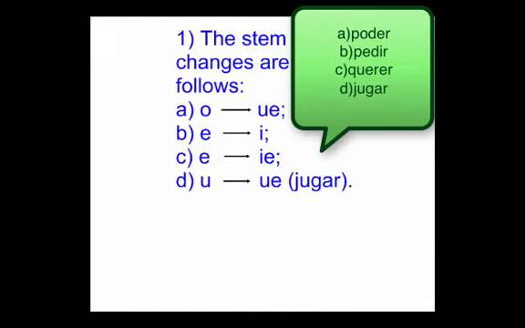There are 4 types of stem changing verbs. One in which the O changes into UE, like in the verb poder. Another where the E changes into an I, like in the verb pedir. The case in which the E changes into IE, like in the verb querer, and the U changes into UE, like in the verb jugar.